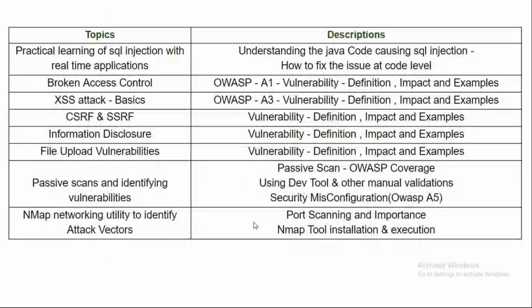Similarly, there are broken access control, JavaScript attack, cross-site attack, server-side request forgery, information disclosure, and file upload vulnerabilities. All these are different OWASP categories. We'll understand what the vulnerability is and what the impact is. We will execute a few exercises to understand what the vulnerability is and why it is happening as well. All of these are going to be practical.